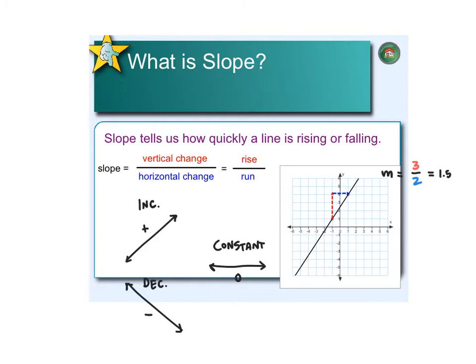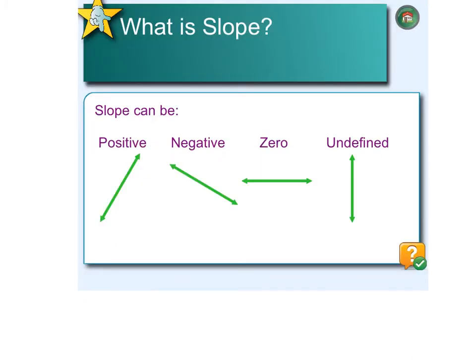All right, let's look at a few examples of how to calculate slope. Before we look at calculating slope, as you can see here, we see a positive slope increasing from left to right, a negative slope decreasing, a 0 slope or constant slope of 0, and an undefined slope. This is a vertical slope.